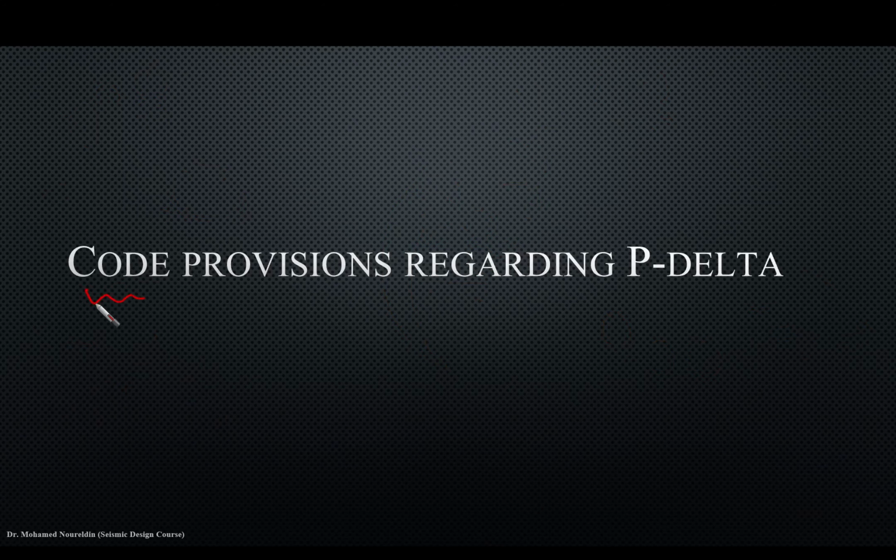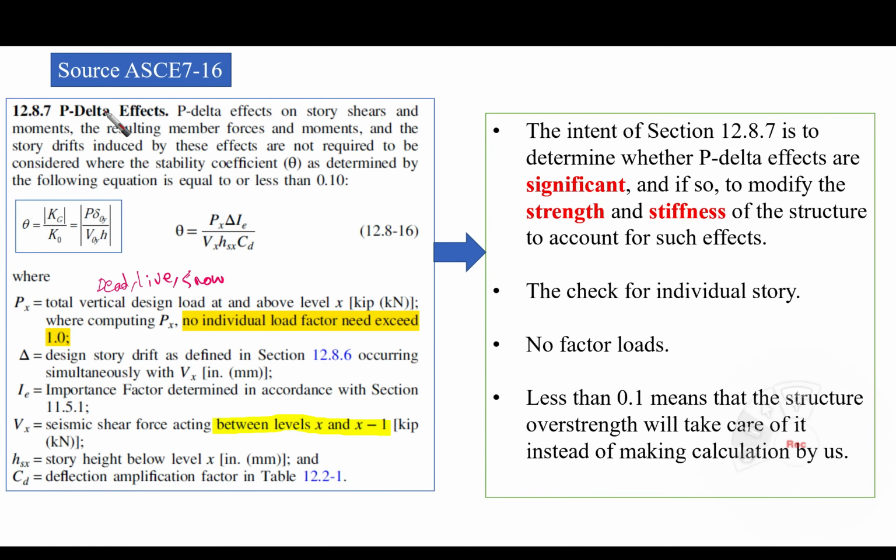So now after having this introduction, we are going to talk about the code provisions regarding P delta. From ASCE-7 section 12.8.7, you're going to find the definition here. I'm going to read it because it's important, and I'm going to give some hints about it.